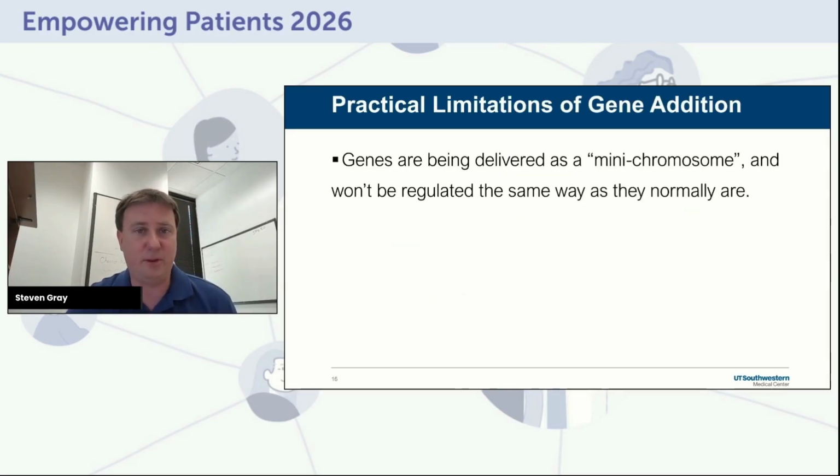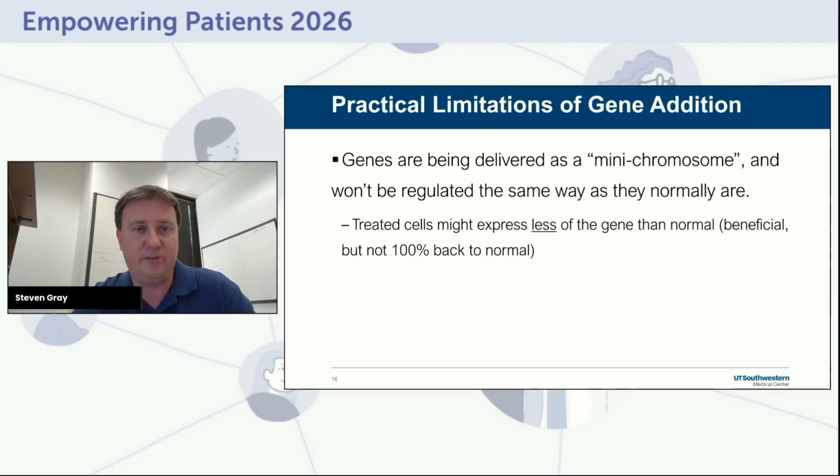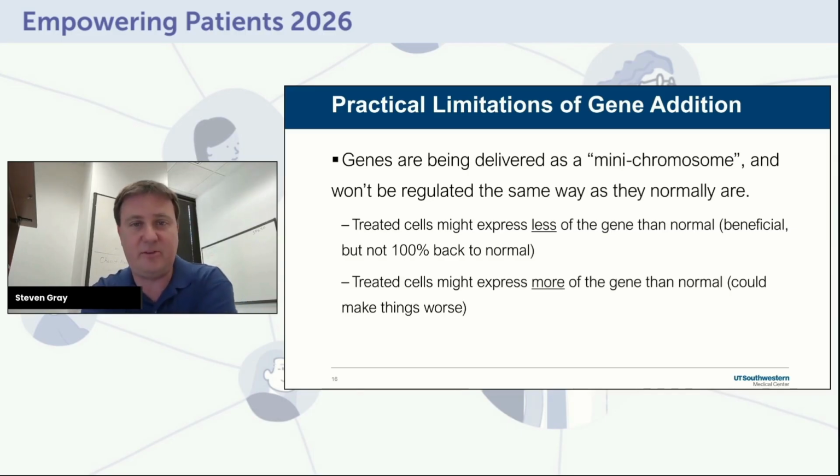So some practical limitations here, I think one of the major ones is that genes are being delivered essentially as a mini chromosome. And so when the gene is in its normal location in the patient's DNA, then it's surrounded by elements that make sure that the gene is regulated and expressed properly. That all has to be designed synthetically when you are delivering this in a vector. So the treated cells might express less of the gene than normal. So this could provide a benefit, but not be 100% back to normal. Or treated cells might express more of the gene than normal. And there's a possibility that this could drive adverse consequences.